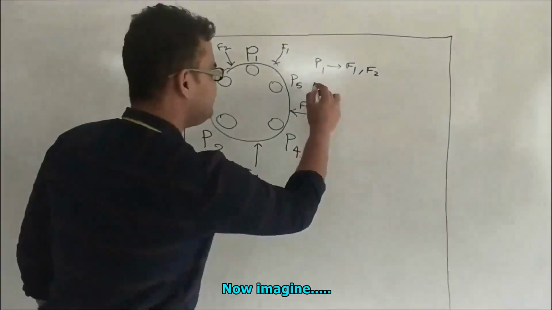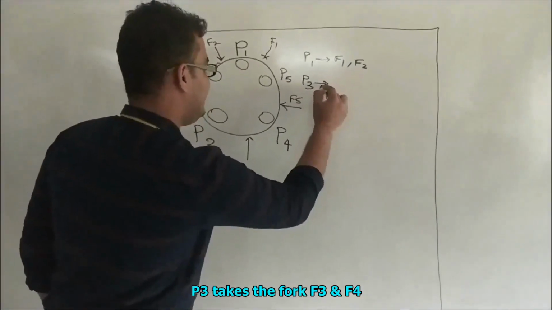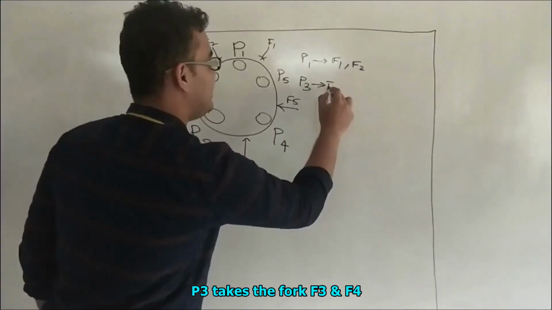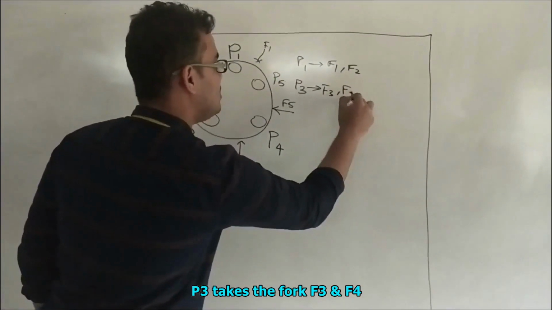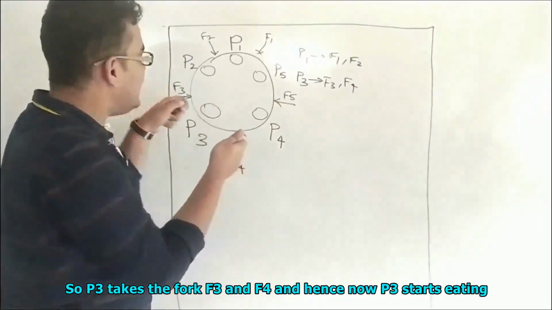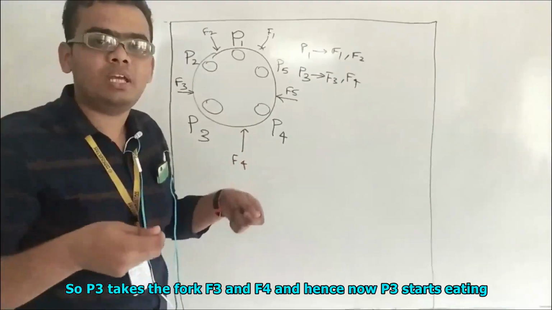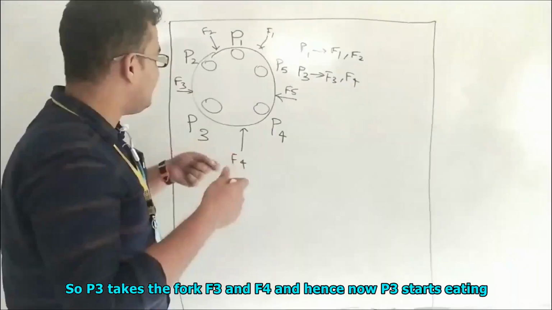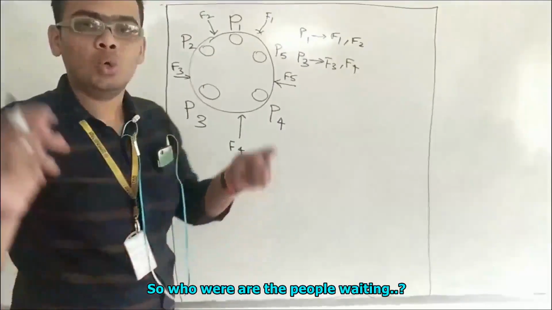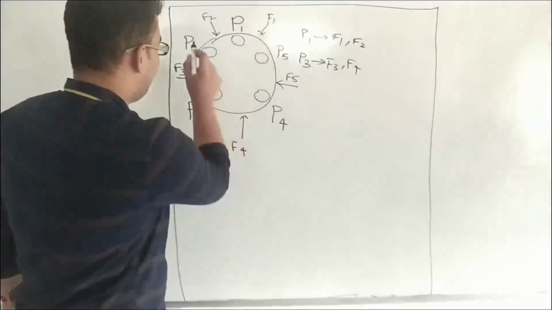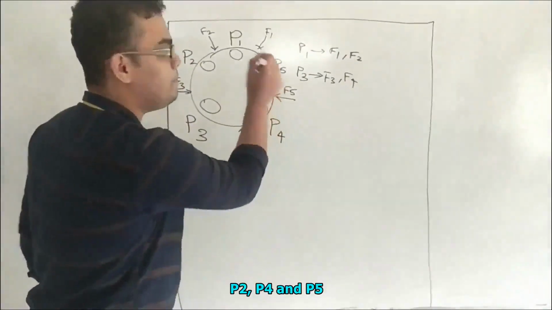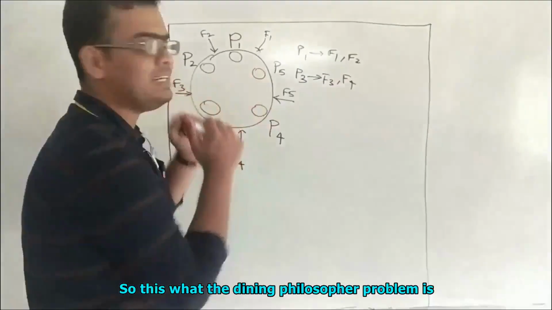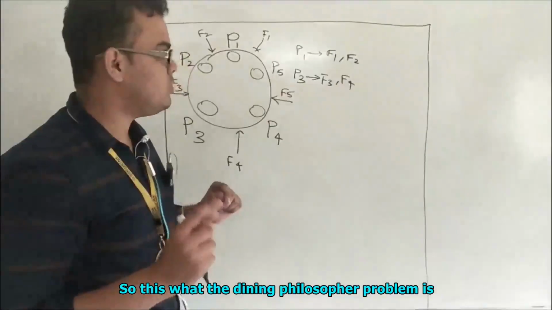Now imagine P3 takes the forks F3 and F4. So now P3 starts eating. So who are the people waiting? P2, P4 and P5. So this is what the dining philosopher problem is.